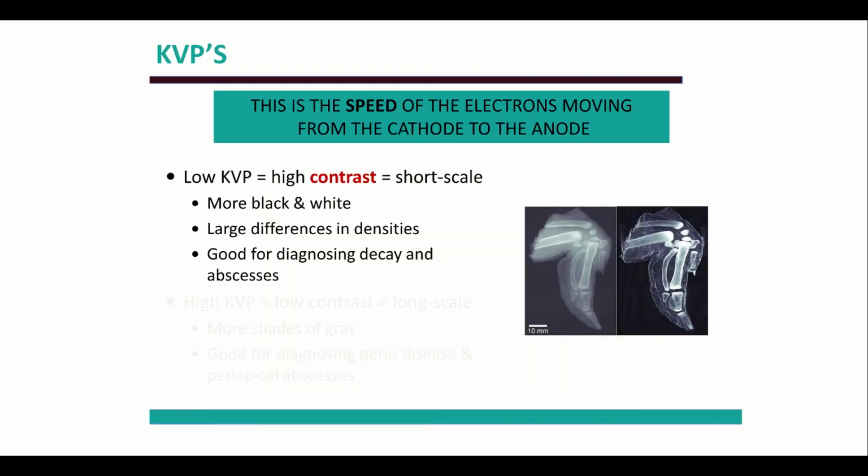So again, going back to our diagram, what we're talking about is the electrons. And when we push the button to expose the X-ray, how fast are they coming out of the cathode? It is opposite. However many KVPs you have it set for, it causes the opposite effect. So low KVPs, if you turn the number down, will give you high contrast. Don't worry about this term here, short scale. Low KVPs gives you high contrast.